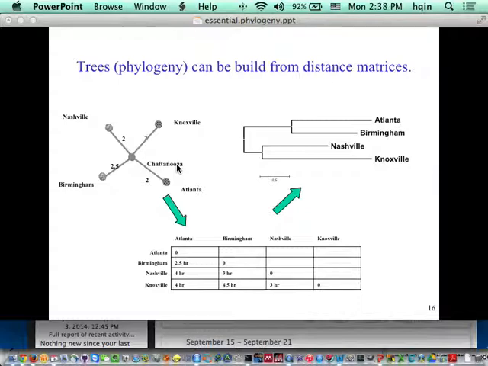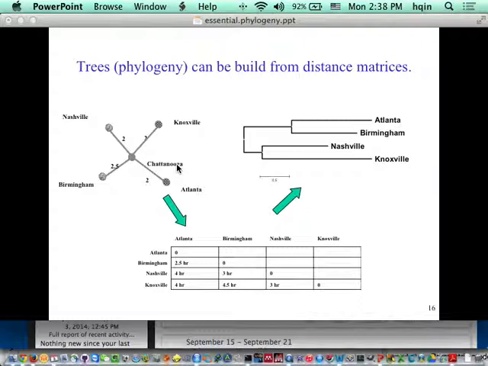So for the four node tree, two of them may be closer to each other, and the other two are going to be closer to each other. So I'm going to use some labels to put the nodes there. This is the four city tree. Which color do you want Atlanta to be? Pink. Pink is Atlanta. Okay, here's Atlanta.